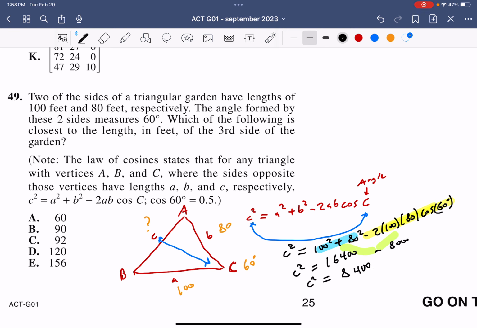Then to solve for c, we just need to square root both sides. So I get about 91.65. And that's okay. That is not a nice number, not a whole number. It's an estimation, because the problem is saying which of the following is closest to the length. So they want us to approximate. So 91.65 here is closest to 92. So that is our answer.